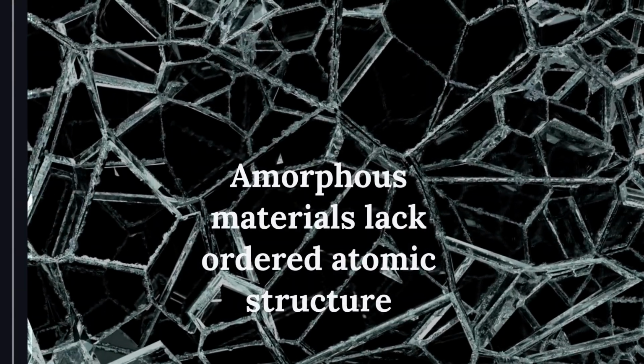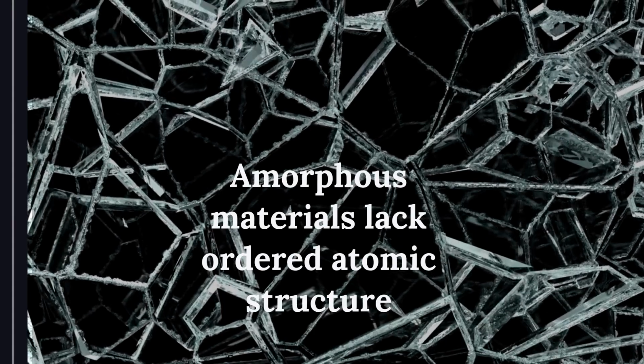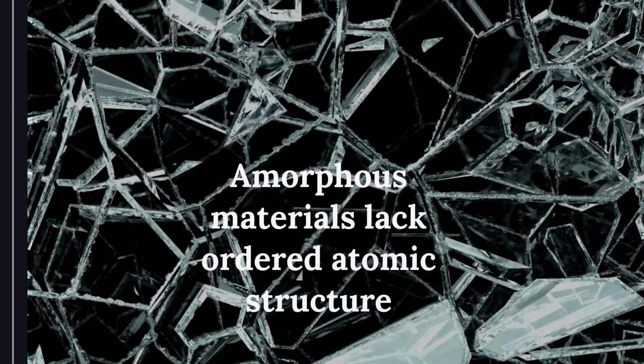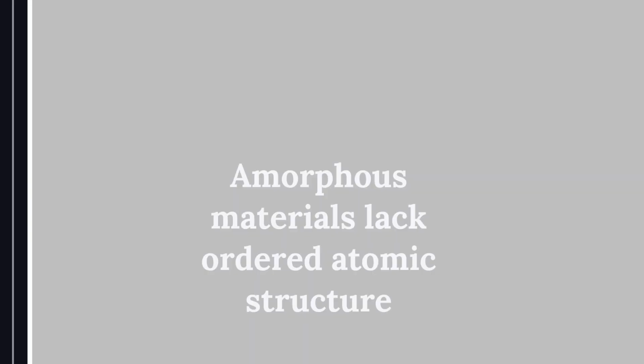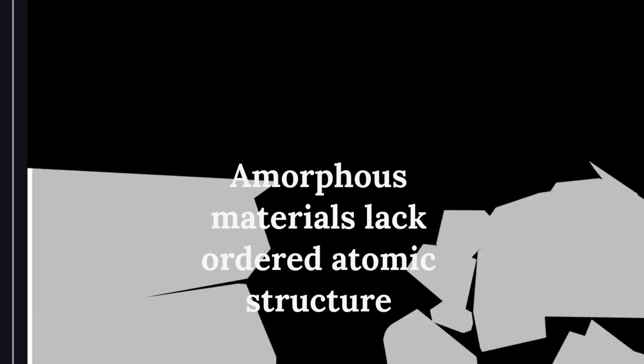Amorphous materials lack a long-range ordered atomic structure. Their atoms are arranged randomly, unlike crystalline materials. Examples include glass and many ceramics. These materials tend to be brittle, breaking suddenly when stressed. This randomness impacts their physical properties significantly.